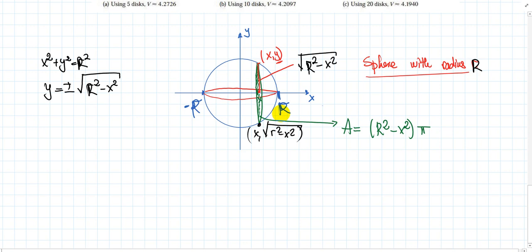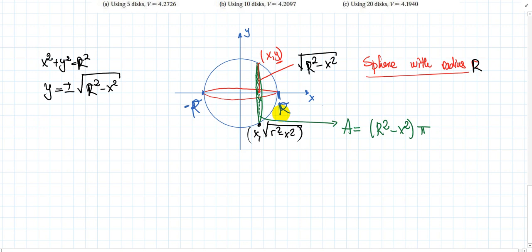If you decide to cut this here, where x is equal to 0, what will be the area of that circle there? Pi R squared, right? Pi R squared, because x is equal to 0. You see, so this function gives you the area of the circle depending on where you're cutting this.